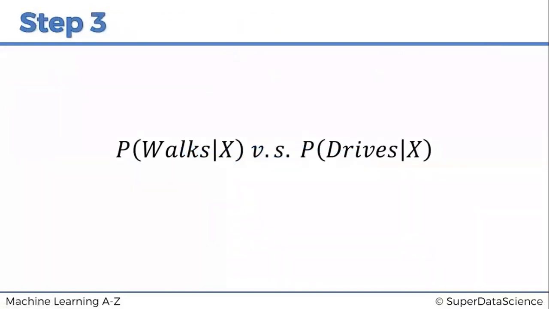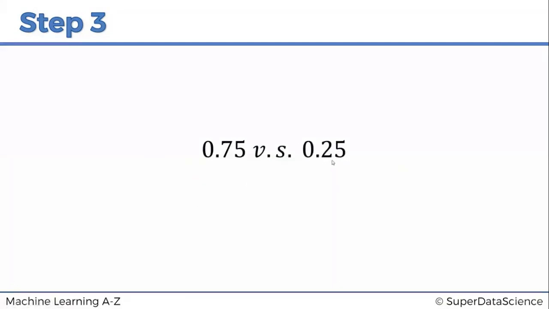So that was step 2. Now we're going to do step 3. We're going to compare the probability of somebody with features X being a person who walks to work versus the probability of somebody with features X being a person who drives to work.